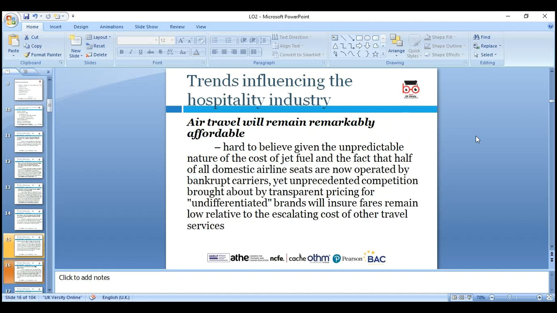Air travel will remain remarkably affordable, but now we need to look at companies like Ryanair and various others. A lot of these companies are under financial stress. What impact will that have socially? Things like EasyJet and Virgin are reducing their staff, even Thomas Cook before COVID-19. So it's a huge area, and we need to think about it.